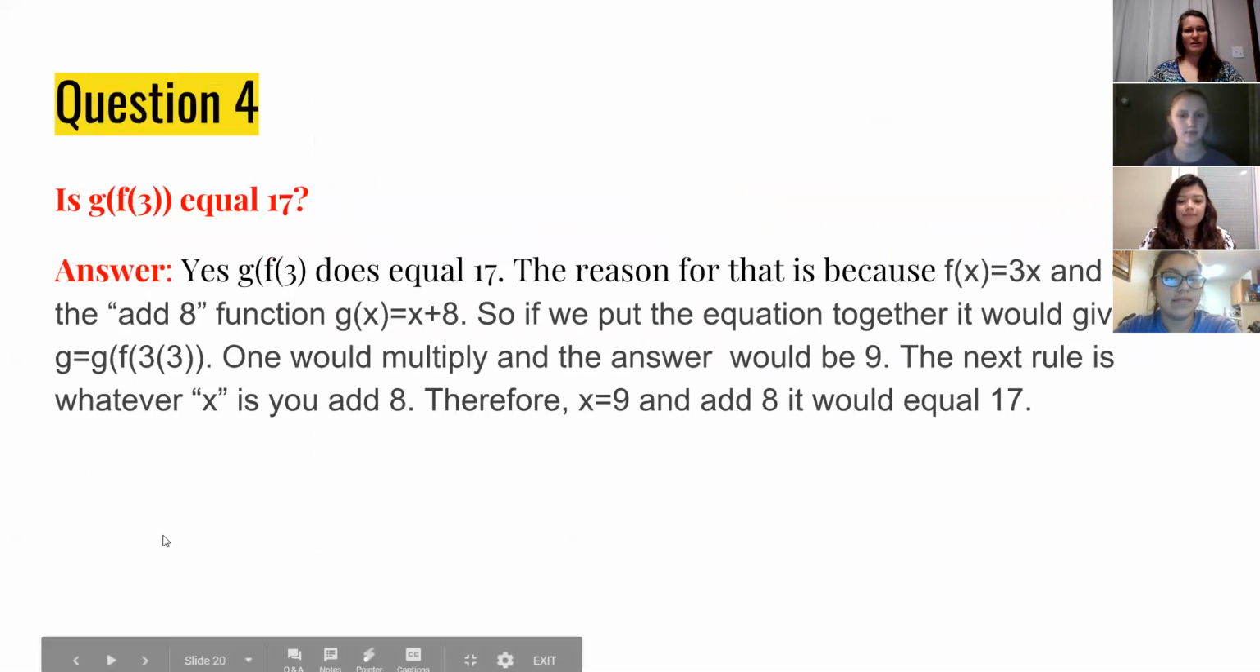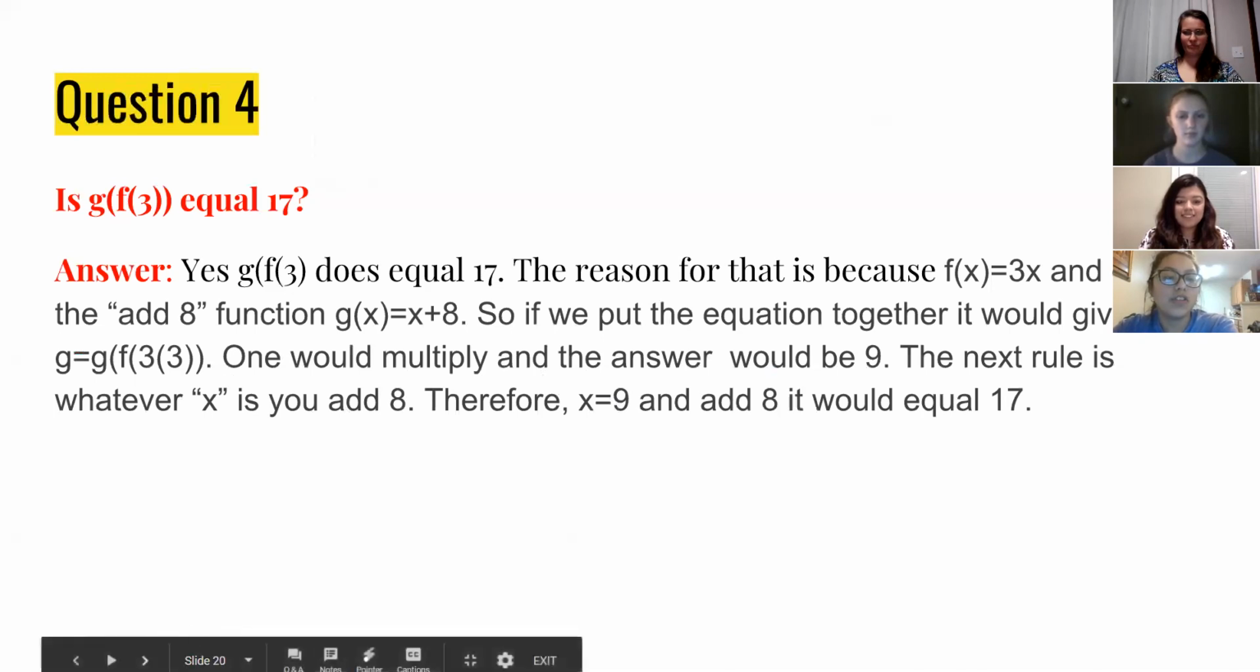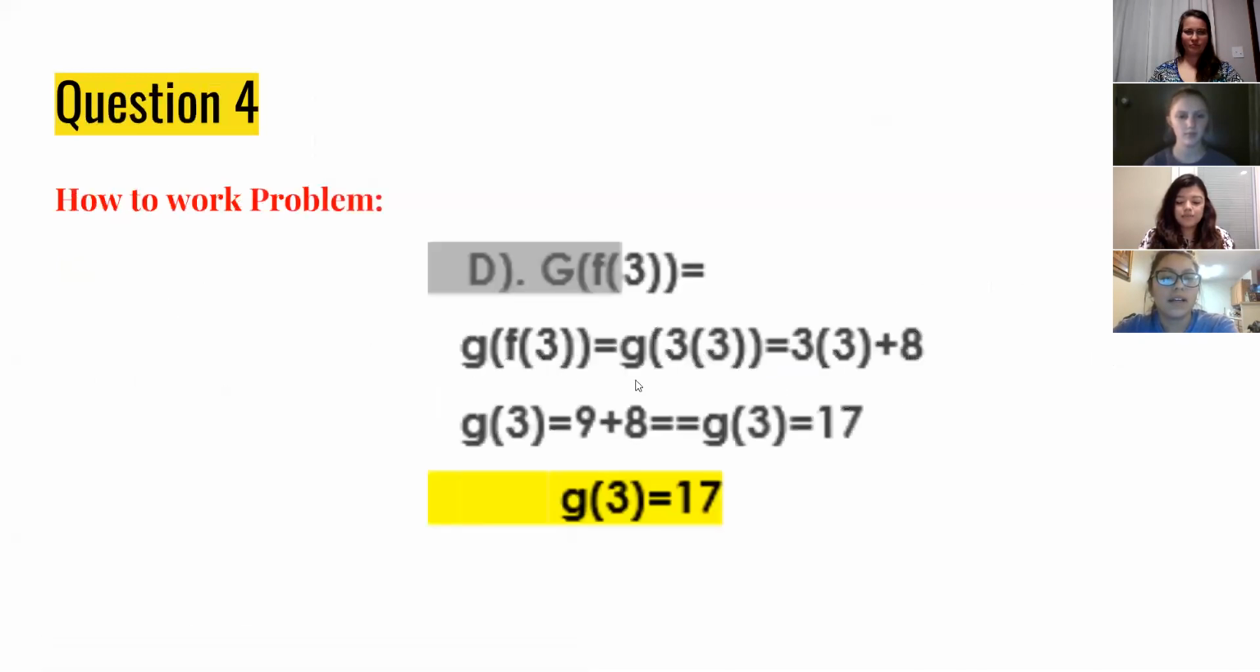Is g of f of 3 equal to 17? Yes, g of f of 3 does equal 17. The reason for that is because f of x equals 3x, and g of x equals x plus 8. So if we put the equation together, it would give us g of f of 3, which is 3 times 3. We would multiply and then add 8. So to show you a little example, this is what it would look like. We do 3 times 3, which gives us 9, like right here. And then we would add 8 and get 17.